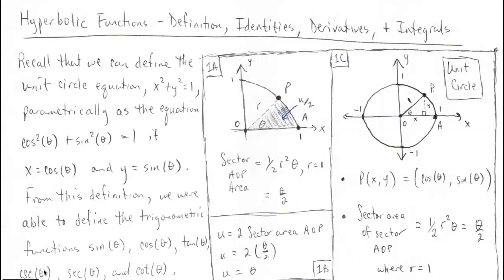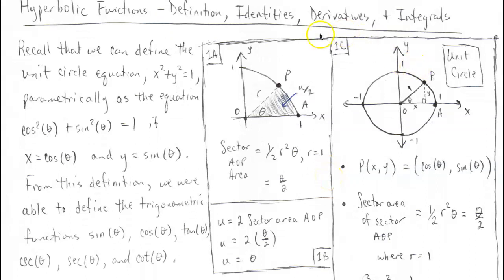The first thing that I want to talk about is how we actually model a hyperbolic function, and how those types of functions are very similar to how we model trigonometric functions. If you look at figure 1a, what it is showing you here is what the first quadrant of the unit circle would look like.